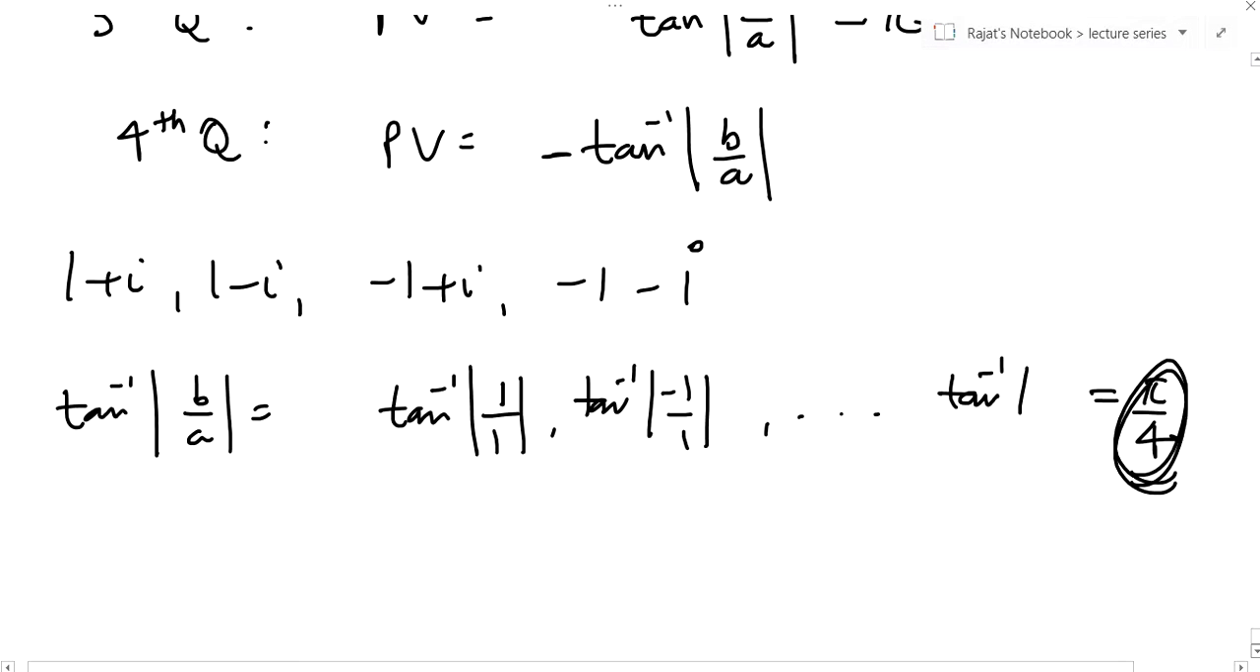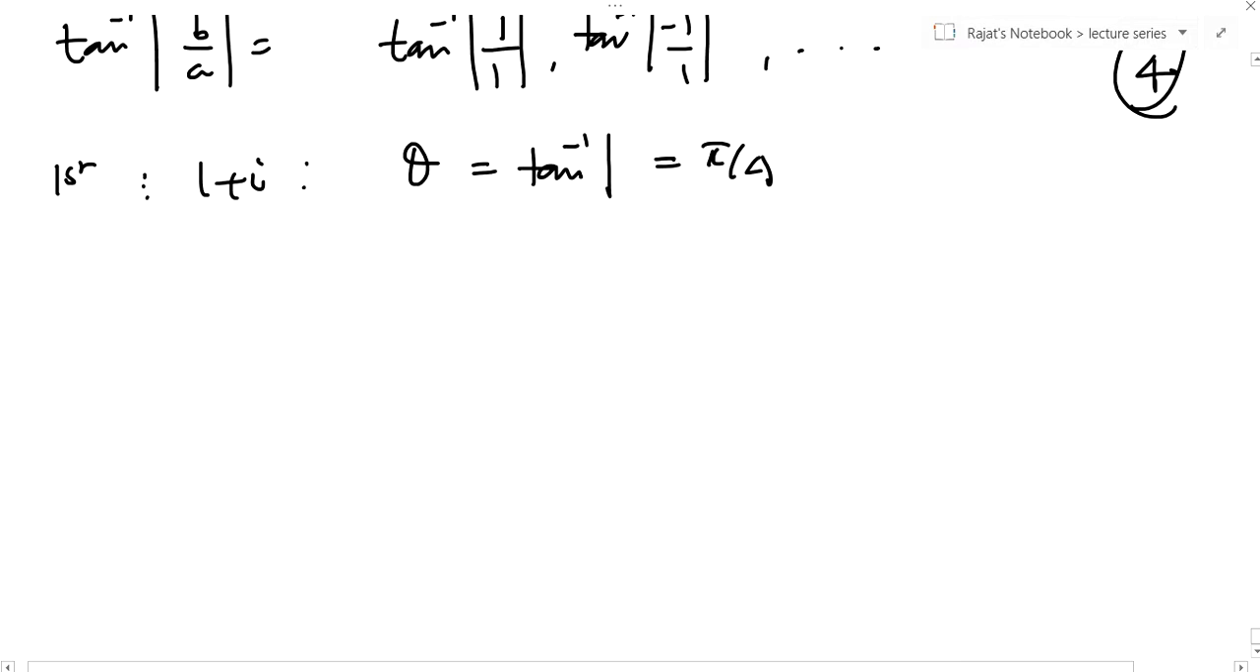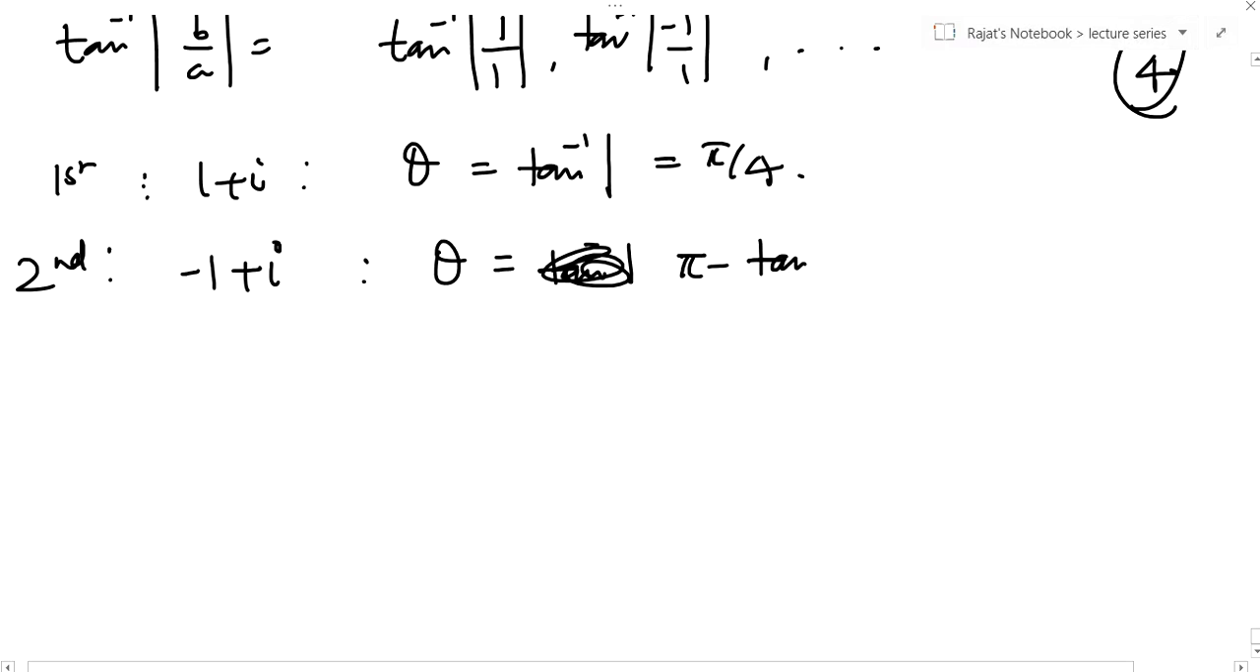Let's see. If it is the first quadrant, then the point was 1 plus i, and the principal argument will be tan inverse 1, which is equal to pi by 4. If it is the second quadrant, then the point will be minus 1 plus i, and theta will be pi minus tan inverse 1, so it is 3 pi by 4. Just compare the answer that we got.